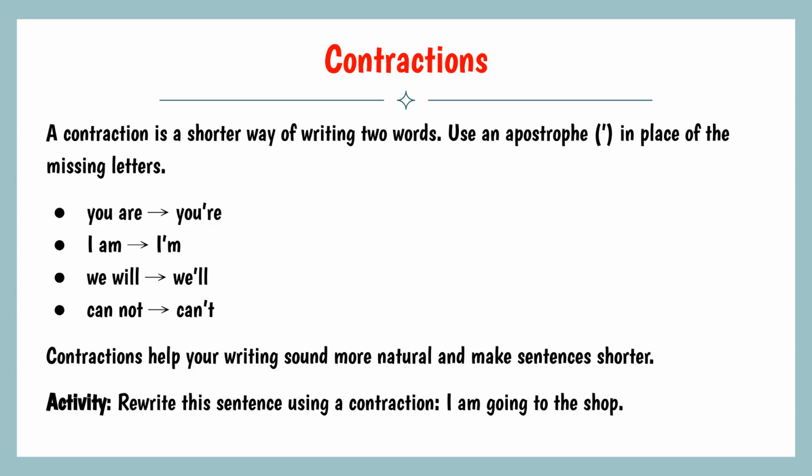Now it's your turn. Pause the video here. Rewrite the sentence using a contraction. I am going to the shop. Pause the video now. Let's check the answer. I'm going to the shop. The apostrophe replaces the missing letter in am.